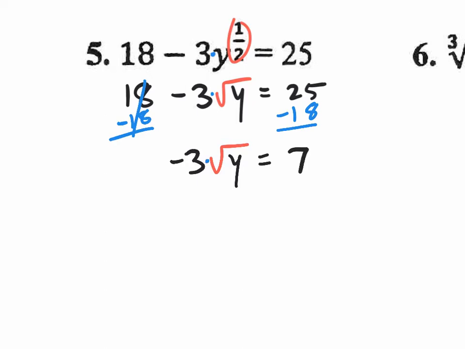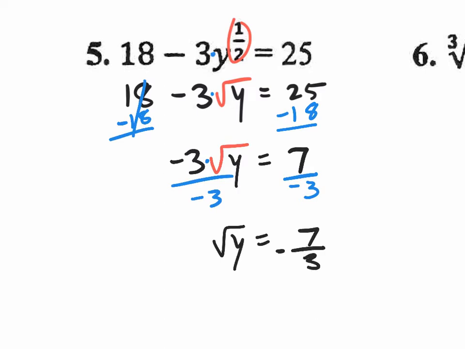Final step would be to do what? Yeah, to get rid of that multiplication of -3 by dividing by -3, and we will have the square root of y equaling 7 over 3. You could put the negative out here in the front to make it look like a negative fraction instead of a -3 on the bottom. So step 1 is to isolate it. We've already isolated it. Step 2 is to get rid of it.